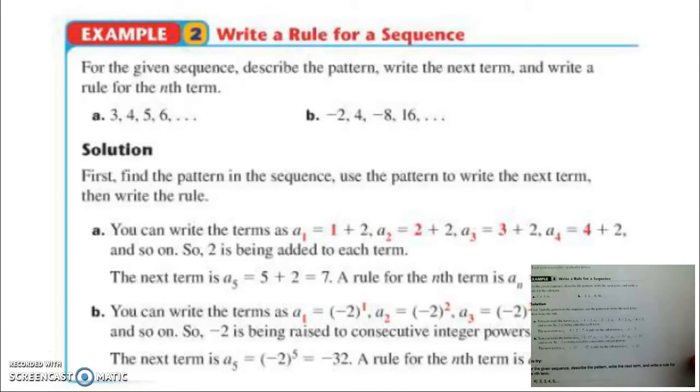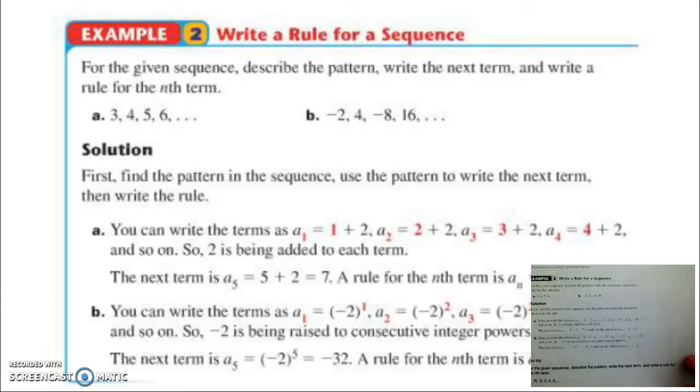5 plus 2 makes 7. And so if we needed to write a rule for the nth term, a sub n equals n plus 2. So don't be fooled by the fact that we were adding 1 every time. We're thinking about what happened to the first term to get that value, what happened to the second term to get that value.